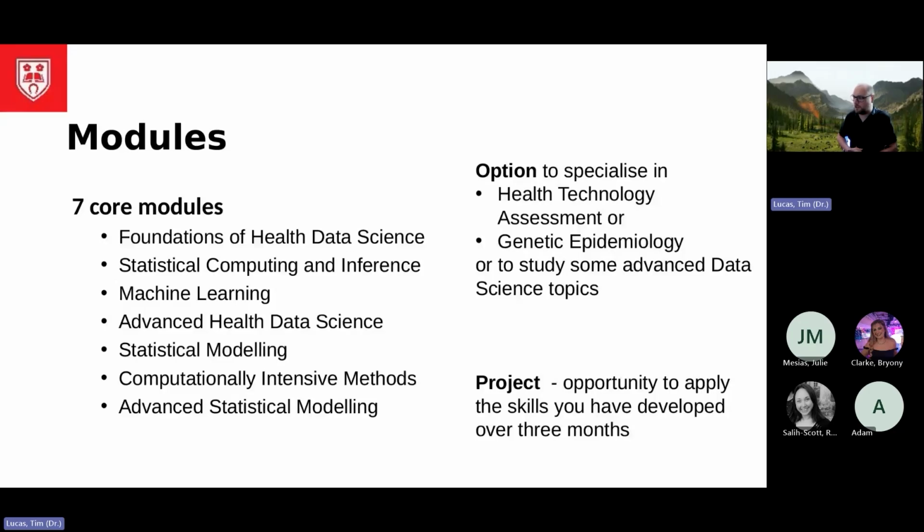And then there's a few options towards the end of the course so that you can specialize in health technology assessment or genetic epidemiology. And then finally, this large project. It's an opportunity to apply the skills you've got and to really go deep into one particular area. Some of the projects that come out are really fantastic pieces of work that are really developing brand new methods and testing whether they work and presenting very clearly the strengths and weaknesses of those newly developed methods.